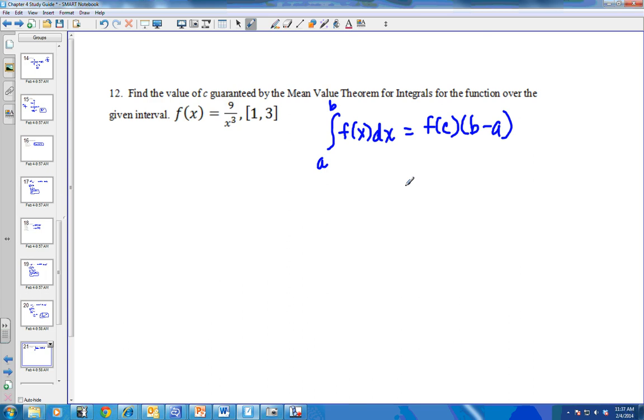So if you forget what you're going to do, just do this in order. The first thing I'm going to do is find the integral from a to b. So I know from 1 to 3 of 9, and I'm going to go ahead and write this as 9x to the negative 3 dx.